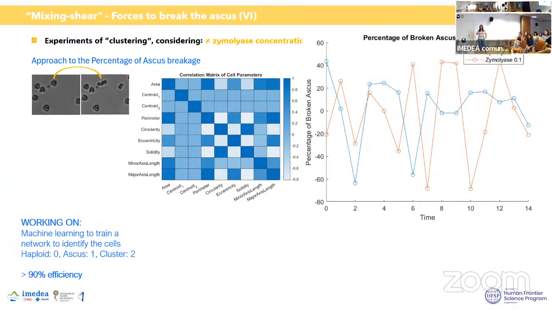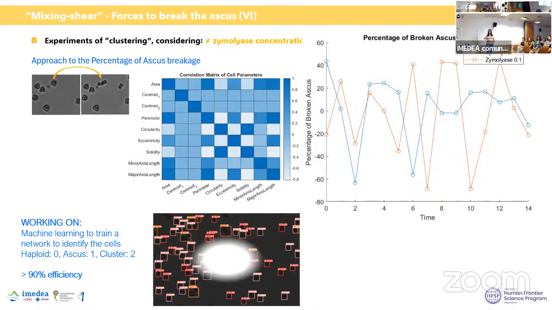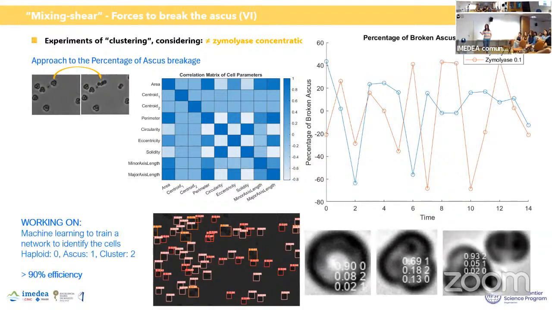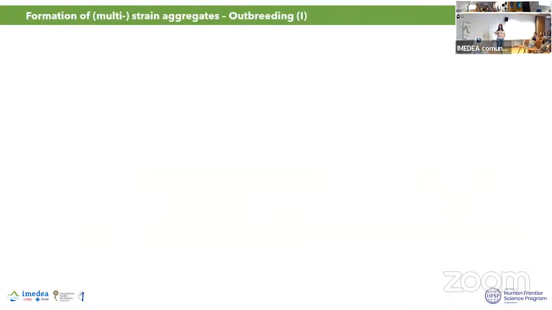That's why we're working on machine learning to train a network to identify cells, because we need to automatize this better. This could be one image of the identification that the program does with the cells, and as you can see here, it can identify the haploid perfectly. One is a haploid, one is an ascus, and one is a cluster. So we need to introduce this part at the speed that we are working, and then we could have more good results to show.